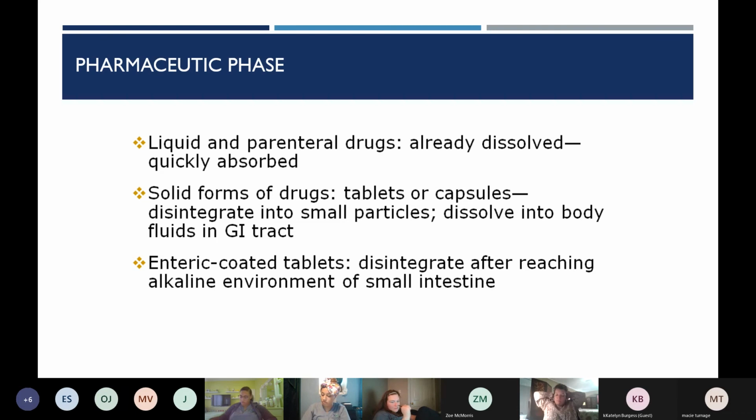So what about when we talk about IV medications? How about that pharmaceutic phase? Shorter, super fast. It is going to be made for use in the body immediately because it is already dissolved and it does not need to travel to the bloodstream. All right.